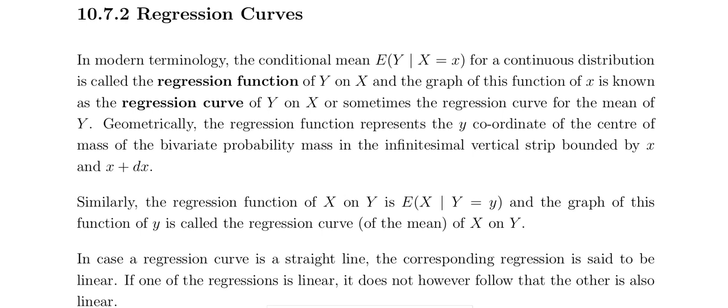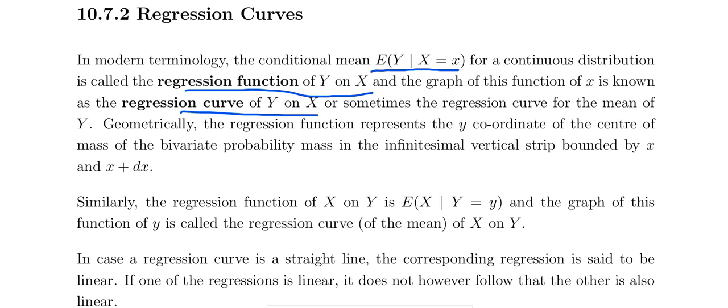This is called the conditional mean; actually, the conditional mean is not in the syllabus. The conditional mean E of y given x equals x, for a continuous distribution, is called the regression function of y on x. The graph of this function is known as the regression curve of y on x. This is sometimes called the regression curve of the mean of y.